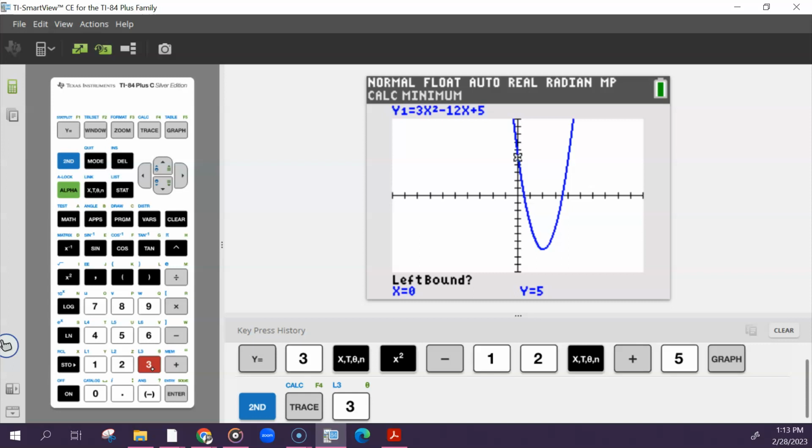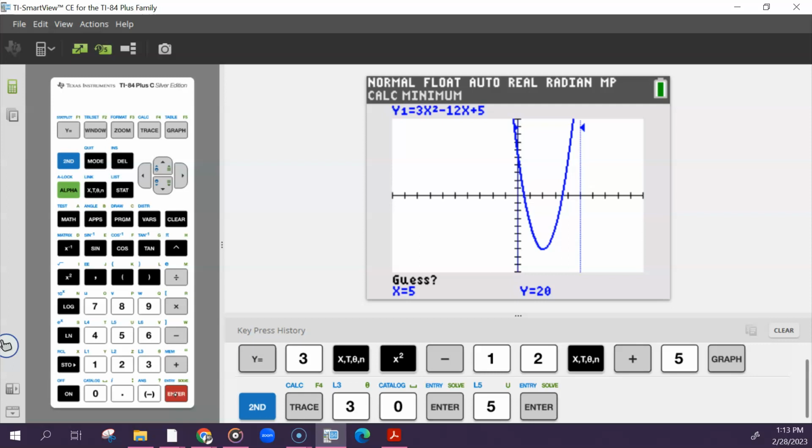Okay. So after you get this, it'll ask you about left bound, right bound. That's like the same thing we were doing when we were finding intercepts. So we know our minimum is going to be here. You could probably look and see where that is. But just to make sure, pick some number to the left of this point. Doesn't matter. I'm going to choose 0 and hit enter. And then some number to the right of that point. So I could choose like 5, 10, it doesn't matter. And hit enter.